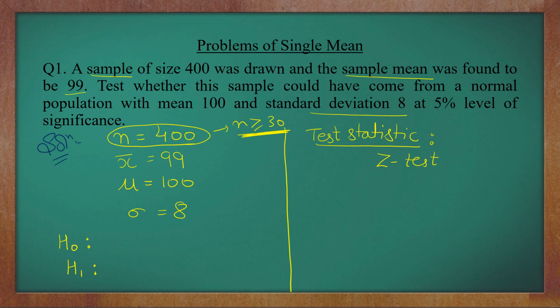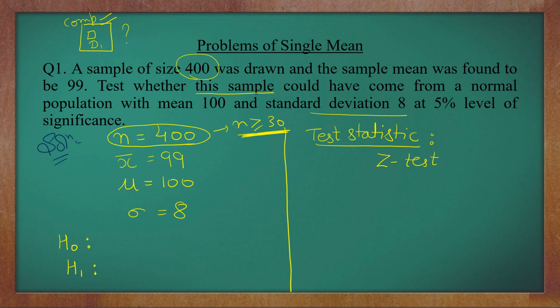Read this question. In the second line, they're asking you to test whether this sample could have come from our population with mean 100. So they are saying this sample you are selecting is from a particular population. Is it true? It means I have this particular company and this department, and I'm choosing from this company only, because the company is a population and this department is a sample. Is it true? You have to check.